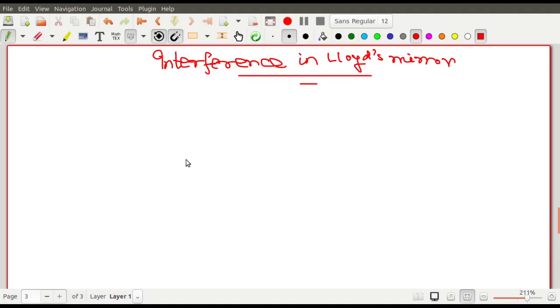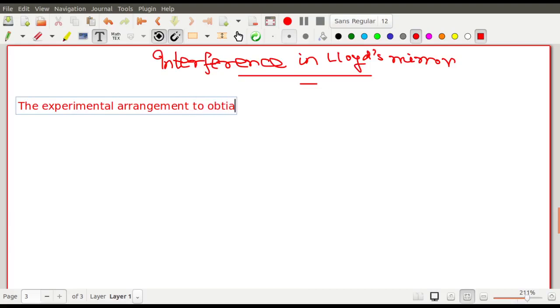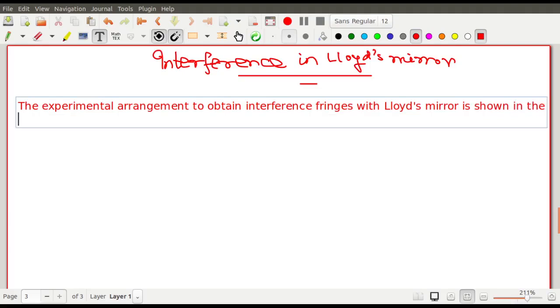So here we move on. The experimental arrangement to obtain interference fringes with Lloyd's mirror is shown in the figure below. Let us try to draw the diagram.